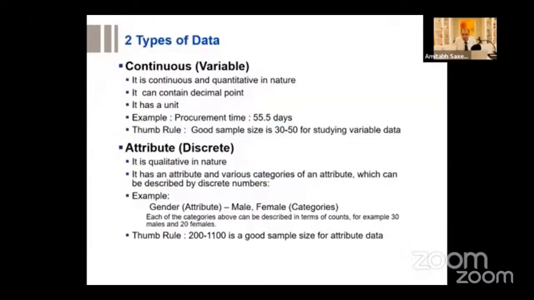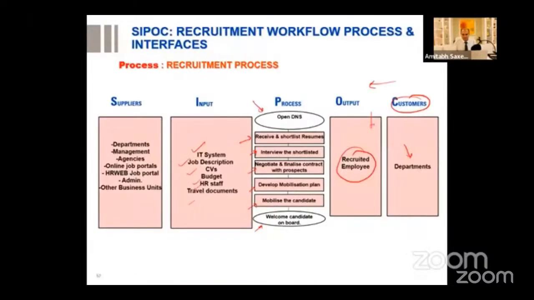And also, one more thing, you might be wondering, what happens if there are no measures? I told you, we have to work on CTQs. The measures on the outputs, we call Y. What is the measure on my output, the recruited employee? Here, it is recruitment cycle time. Another measure could be the quality of the recruit, whether suitable or not suitable.